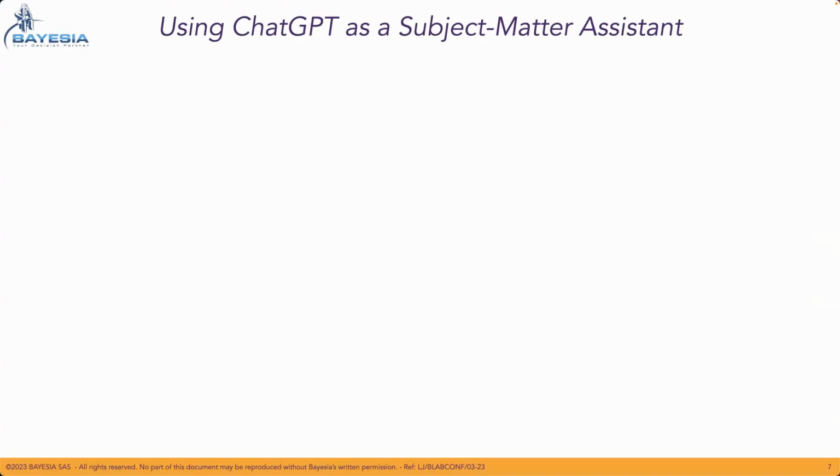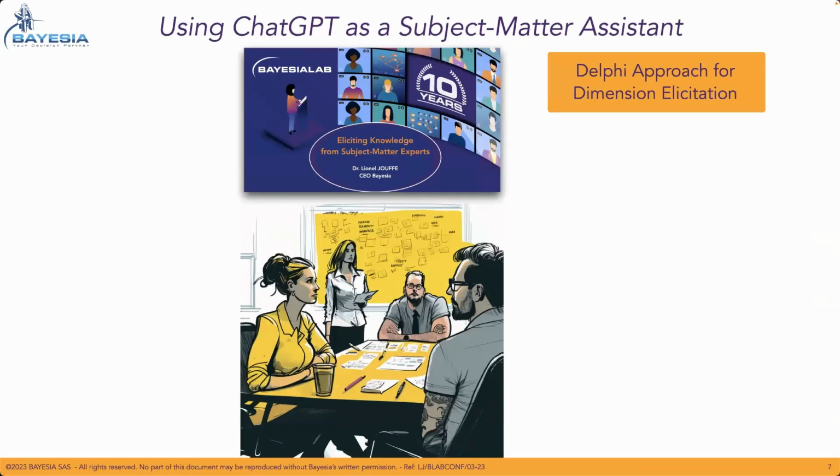So let's start with the first topic, using ChatGPT as a subject matter assistant. As I said a few minutes ago, for 3 years now we have been organizing brainstorming sessions on a regular basis. Here I have generated this image where you have these experts, so we are brainstorming with them. Last year during the conference, I presented a new way to use a Delphi approach for dimension elicitation. This approach allows us to not only remove all the anchoring biases when we do this dimension elicitation, but also to speed up the process of capturing the most important dimensions, right?